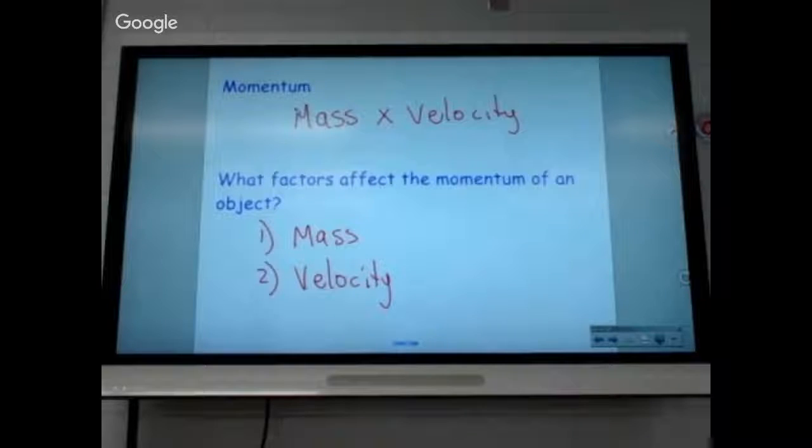So envision a train that you've seen with lots of cars attached to it. It will have a great deal more mass than an 18-wheeler. So can it stop at as short a distance as an 18-wheeler? No, it's got a lot more momentum.